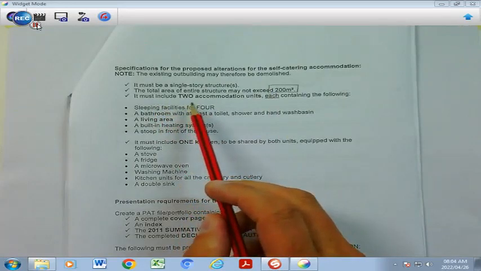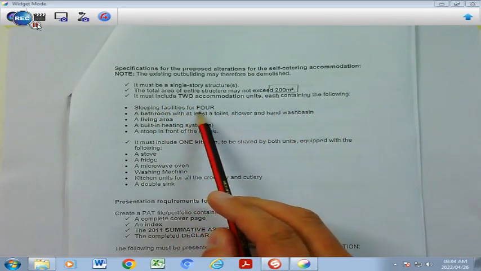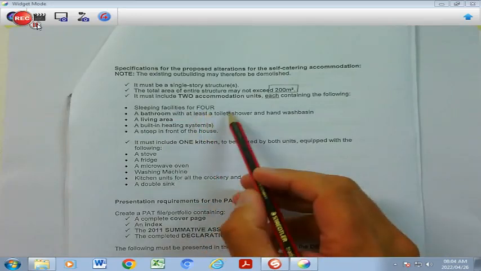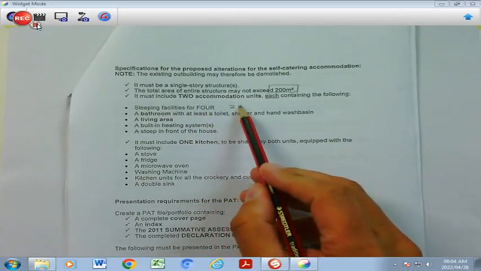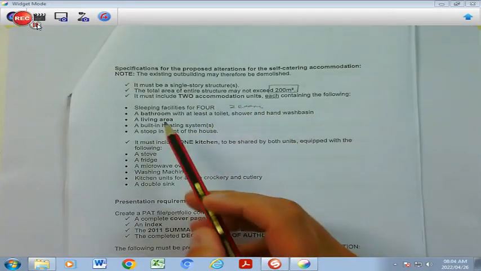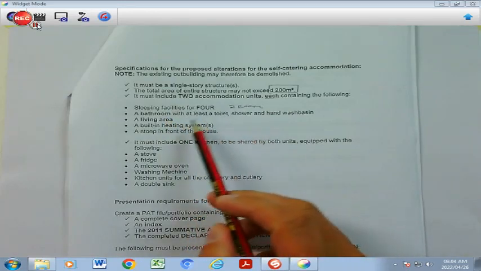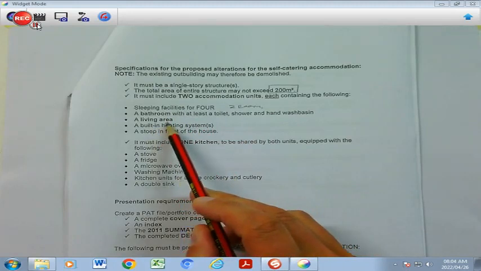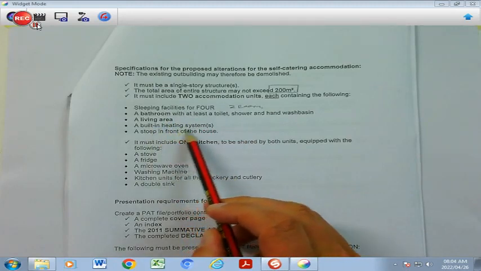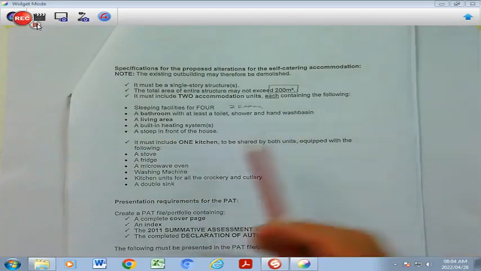And that it must include 2 accommodation units, each containing the following. There must be sleeping facilities for 4. That means 2 rooms we are going to have to incorporate into our designs. There should be a bathroom, a small bathroom that will have a toilet, shower and hand basin. There must be a living area, built-in heating system and a stoop in front of the house.